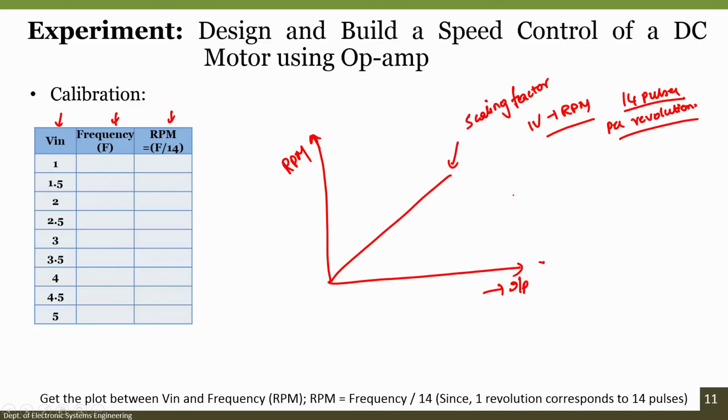So, how do you calculate the sensitivity factor? If you know, for one particular voltage, the frequency or RPM that we are getting, and for another particular voltage, say x1 and x2, with y1 and y2 as the corresponding outputs, then the slope of the line, which is y2 minus y1 divided by x2 minus x1, gives the slope of the line. This is nothing but the scaling factor or sensitivity factor in this case.